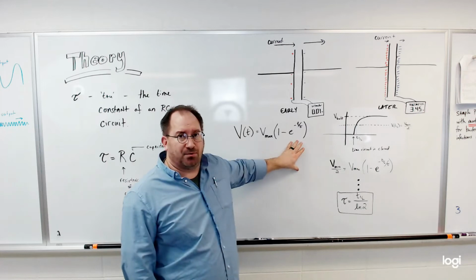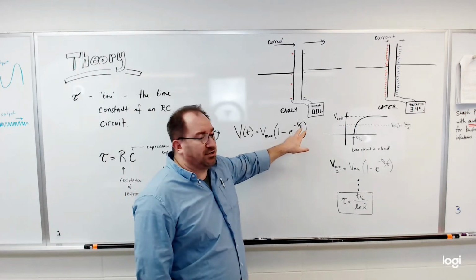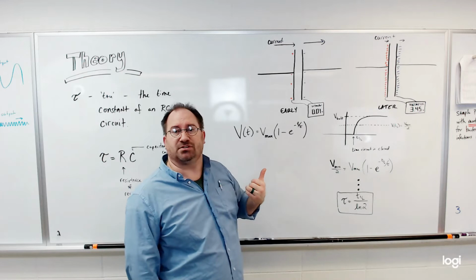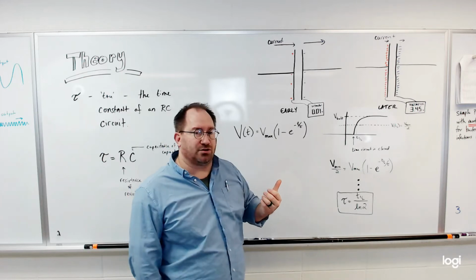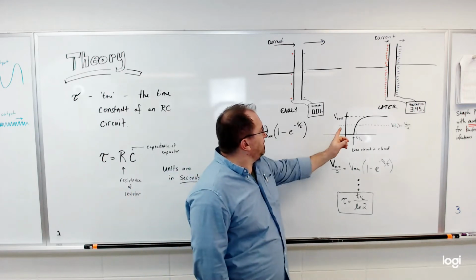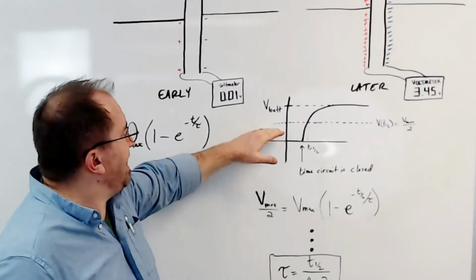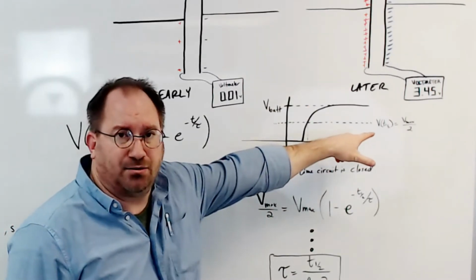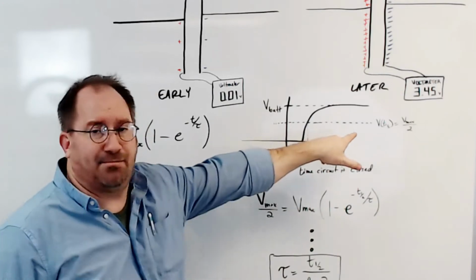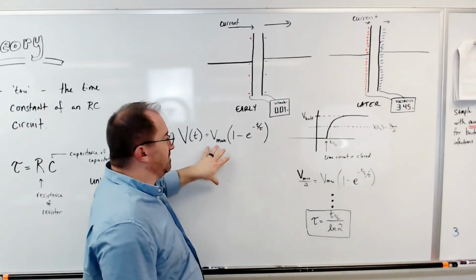And now we can come up with a way to get your tau value if you don't know the resistor and capacitor of your circuit. So what you do is you look at the curve and you find where it goes to half the maximum possible value. Whatever the time is at that point, we can plug those values into this expression.